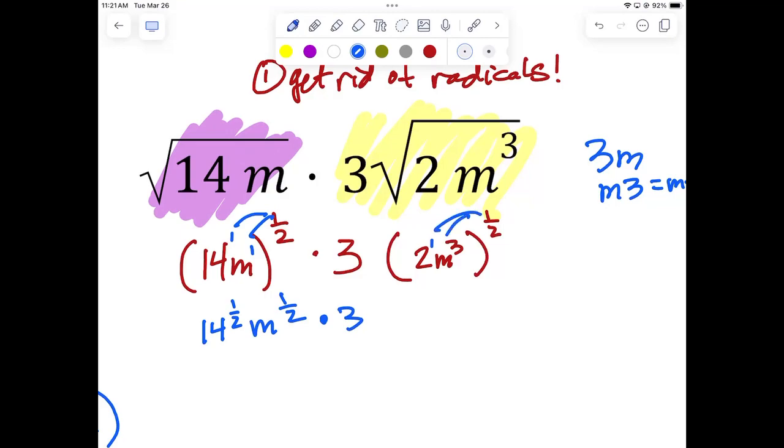Now I multiply this one, and I get times 2 to the 1/2, m to the 3/2. Inch by inch, it's a cinch, baby.